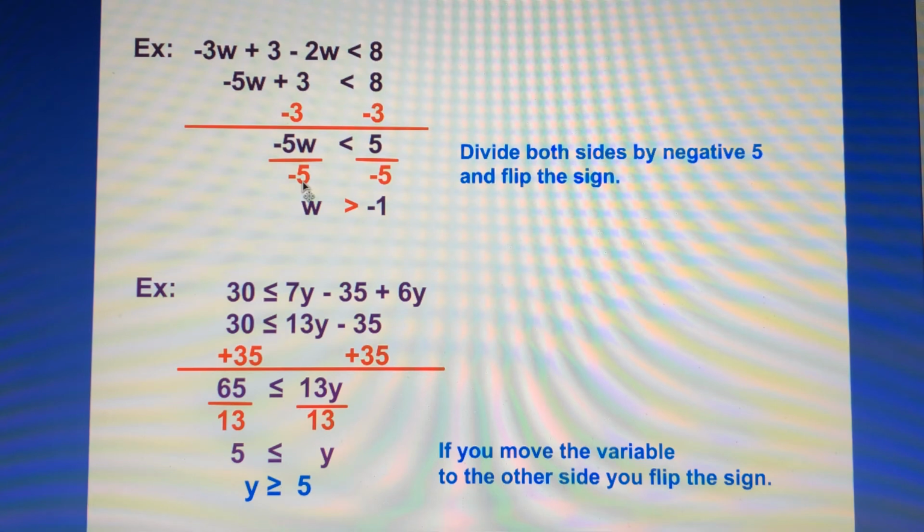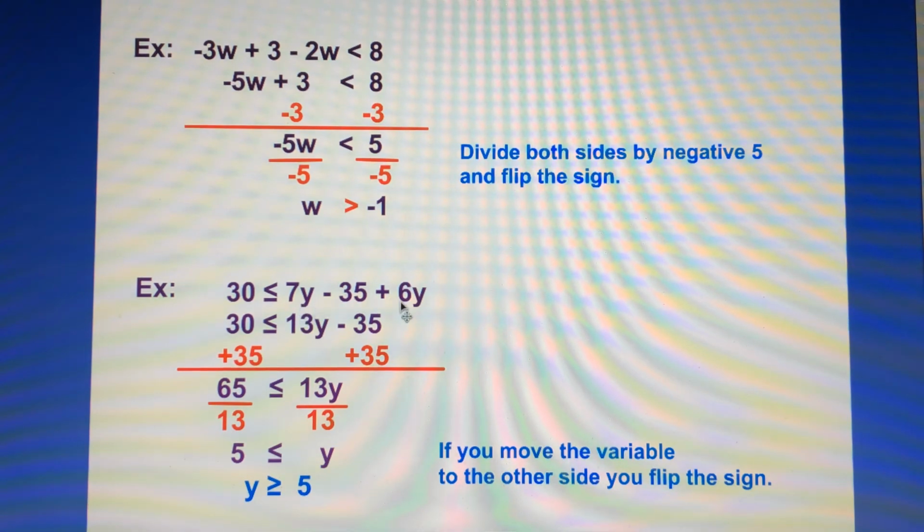Now I'm dividing by a negative 5. Divide both sides by negative 5 and flip the sign. w is greater than negative 1. I would have an open circle at negative 1 and shade to the right.